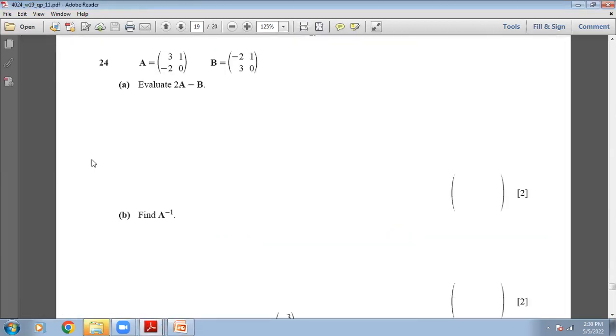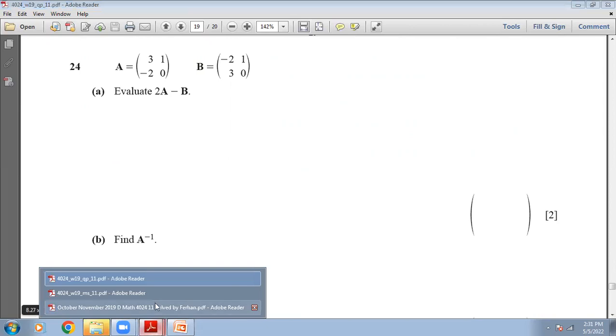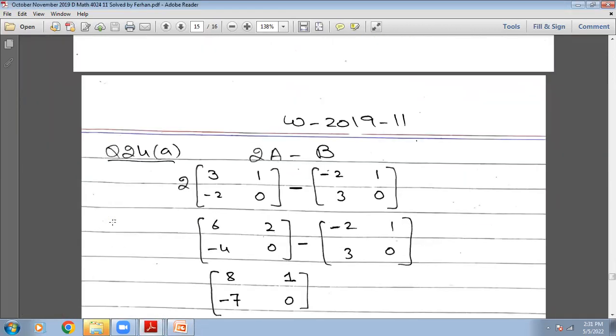Here we have, okay, so here the two matrices are given, the matrix A and the matrix B. They want you to evaluate 2A minus 2B. Very simple and straightforward question. This is coming from chapter number 4, I think, of the D4. And let me show you, and here we go.